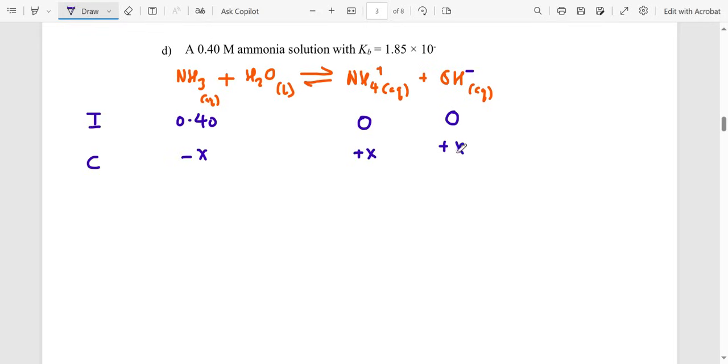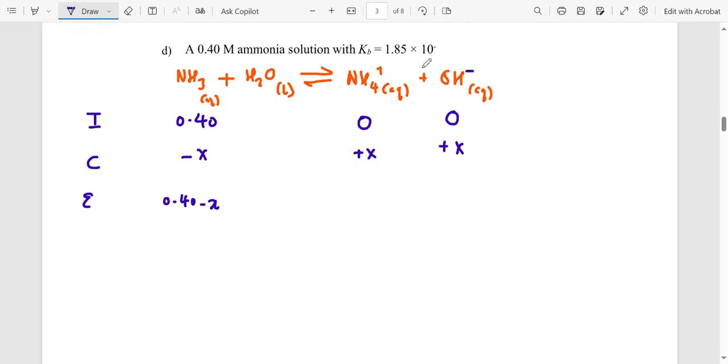Just make sure that the equation is balanced, because if it's a balanced equation, let's say if there was a 2 here, these 2 also come here. But it's balanced and there's no coefficient. Is it even balanced? Yes, it is, isn't it? There's no coefficient. And then at equilibrium, you basically add the initial concentration with the change in concentration. So that will be 0.40 minus x.